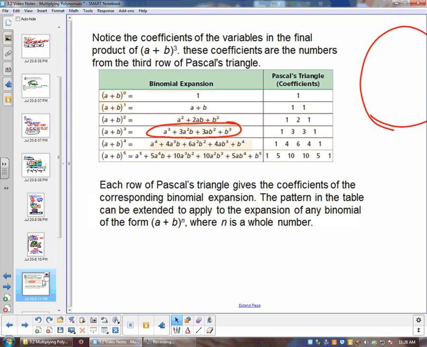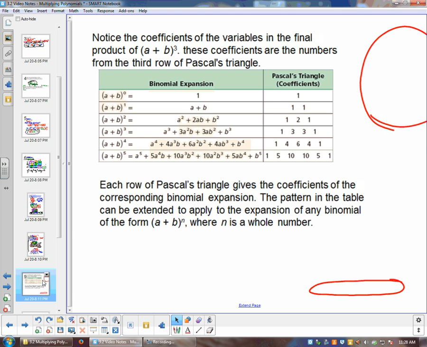So each row of Pascal's triangle gives the coefficients of the corresponding binomial expansion. The pattern in the table can be extended to apply to the expansion of any binomial of the form (a plus b) raised to the n, where n is a whole number. So if we wanted to do (a plus b) to the fourth, that would be giving us this row right here, (a plus b) to the fifth, and so on.